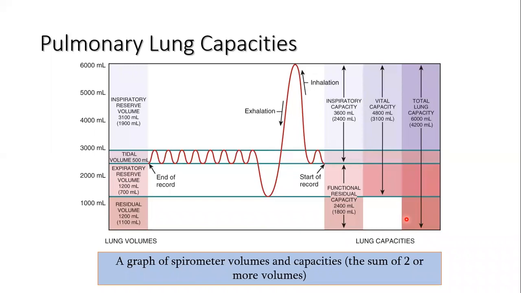This is a graph of a spirometer showing the volumes and capacities. Let's see the tidal volume. This is the tidal volume, which is around 500 milliliters. This is the inspiratory reserve volume, the maximum air you can get in. This is the expiratory reserve volume, the maximum volume of air you can get out of your lungs. The three together, as we mentioned, are the vital capacity. And the amount that stays in the lung after forced exhalation is the residual volume.